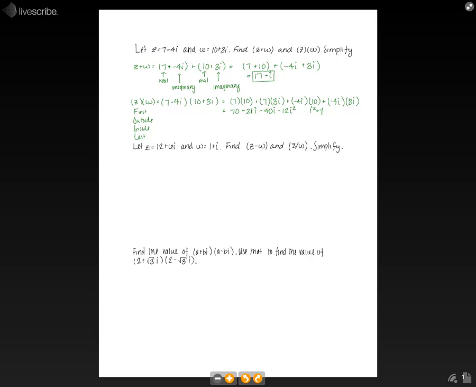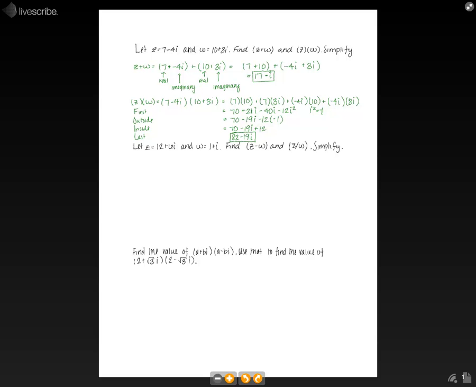So now we should be able to simplify that even further to 70, and then 21i and minus 40i, we can combine those terms to give us minus 19i. And then we have minus 12 times negative 1, since i squared is equal to negative 1. So that gives us 70 minus 19i plus 12, which is 82 minus 19i. And that's the answer to part 1.